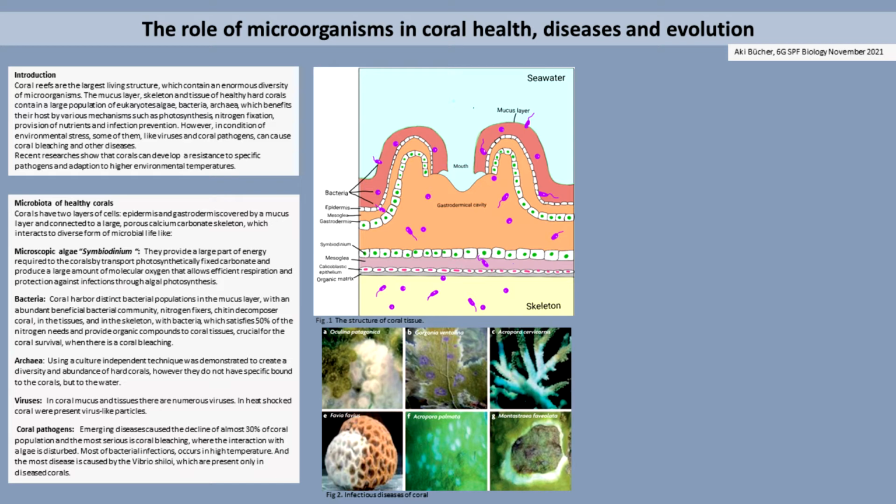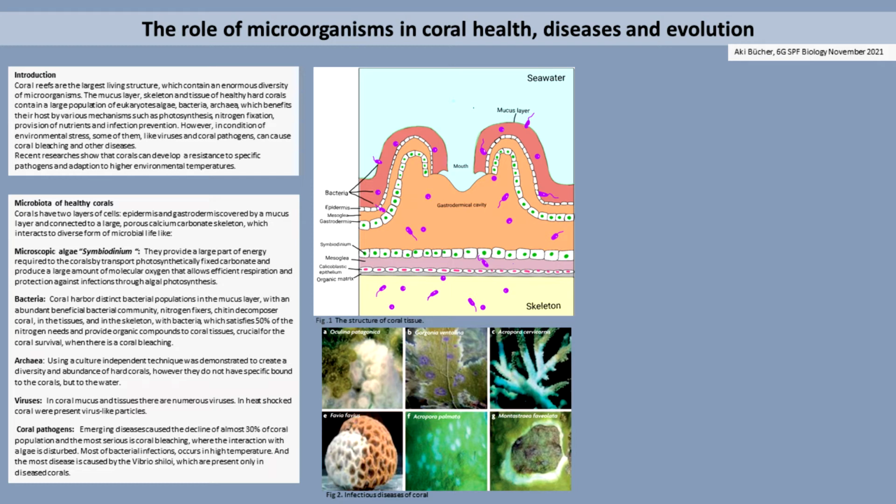However, in conditions of environmental stress, some viruses and coral pathogens can cause coral bleaching and other diseases. Numerous viruses are in coral mucus and tissues, and in heat-shocked corals, virus-like particles were present. In the past 30 years, there has been an approximately 30% decline in coral population, mostly due to emerging diseases caused by coral pathogens. The most serious disease is coral bleaching, where the interaction with algae is disturbed, causing a loss of photosynthetic pigment of corals.